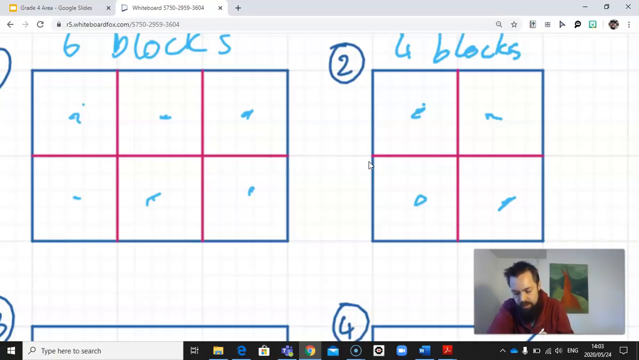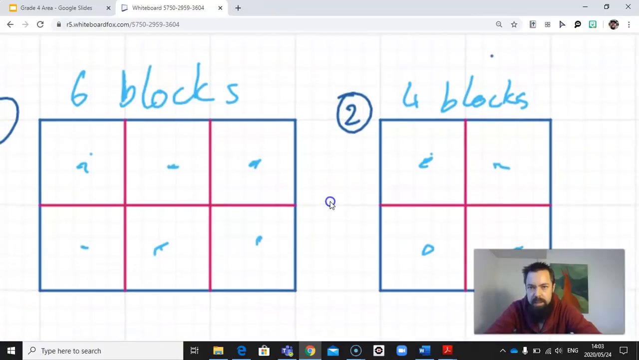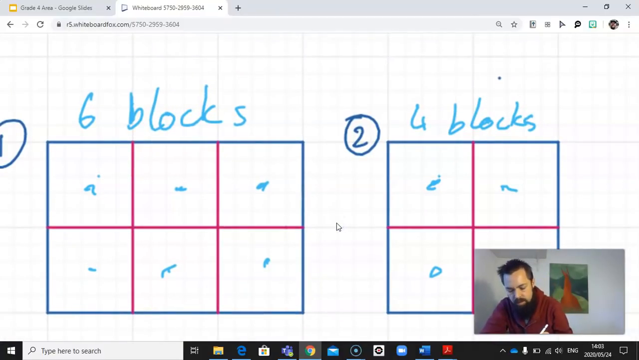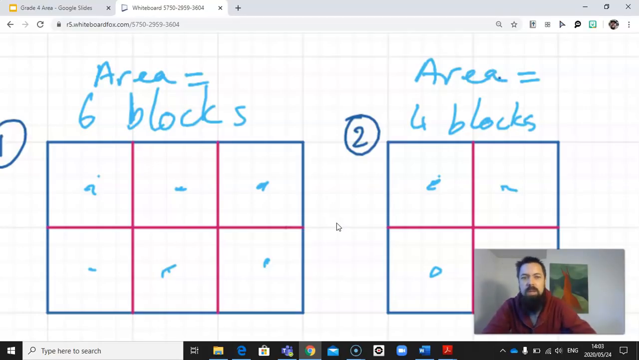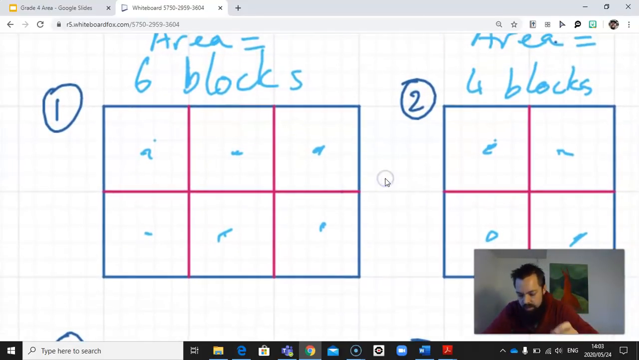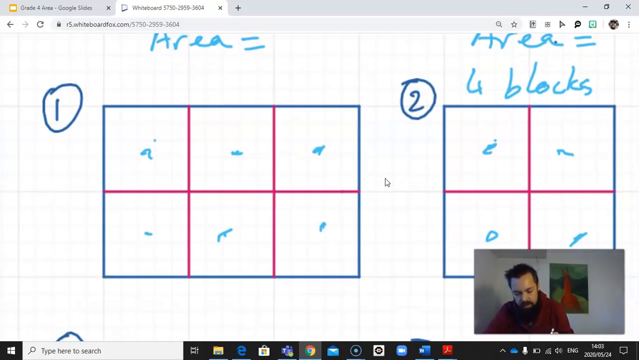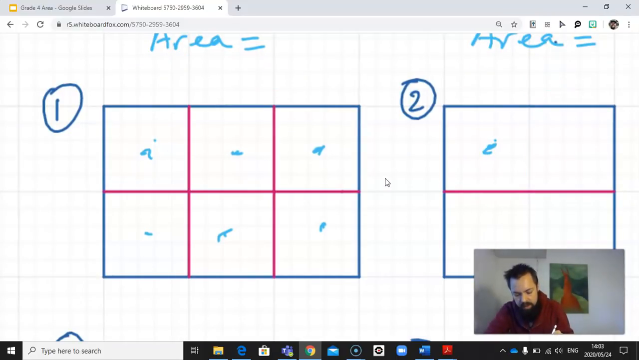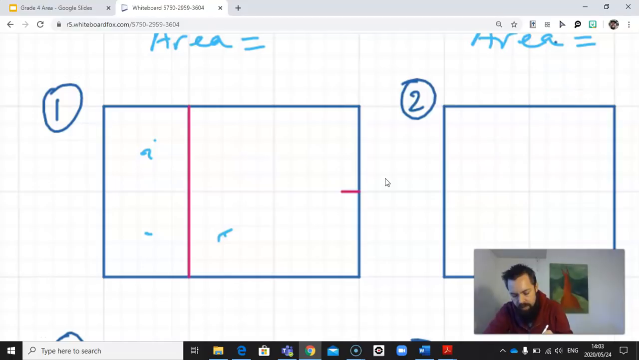And I do just want to get into the habit of writing it as area equals, and area equals. Okay, just so that we've got it written down properly. I am going to break these down into the smaller blocks, so I'm going to rub that out, and then I'm going to look at the smaller blocks that make up the shapes. I hope you can see, I can definitely see that on the screen.